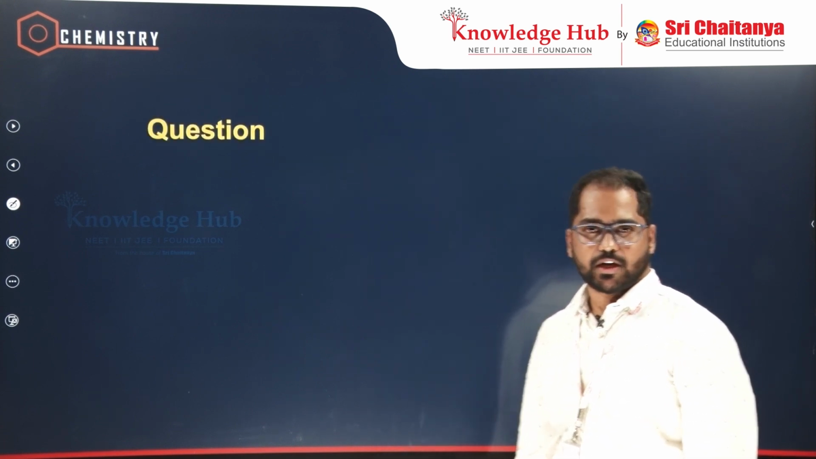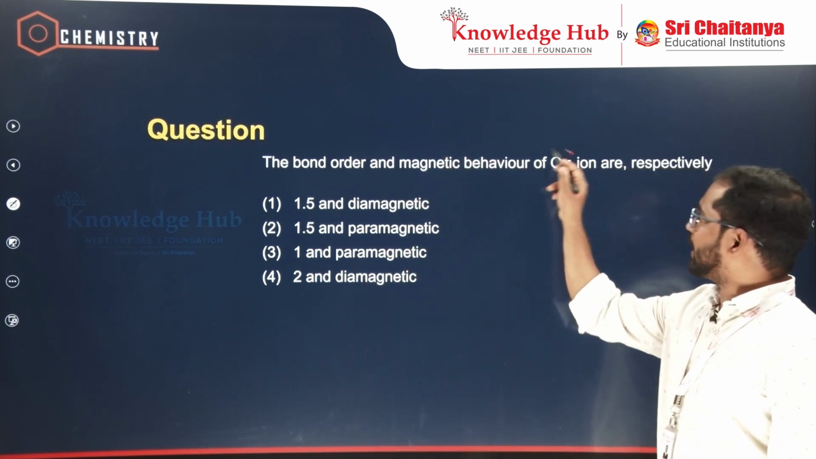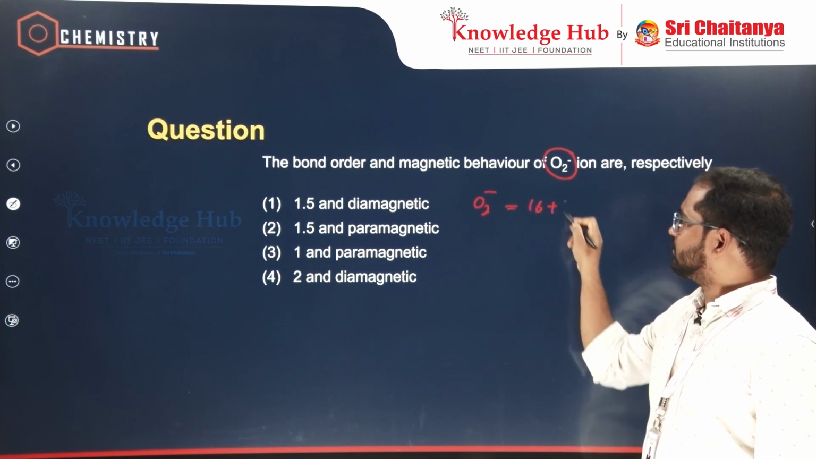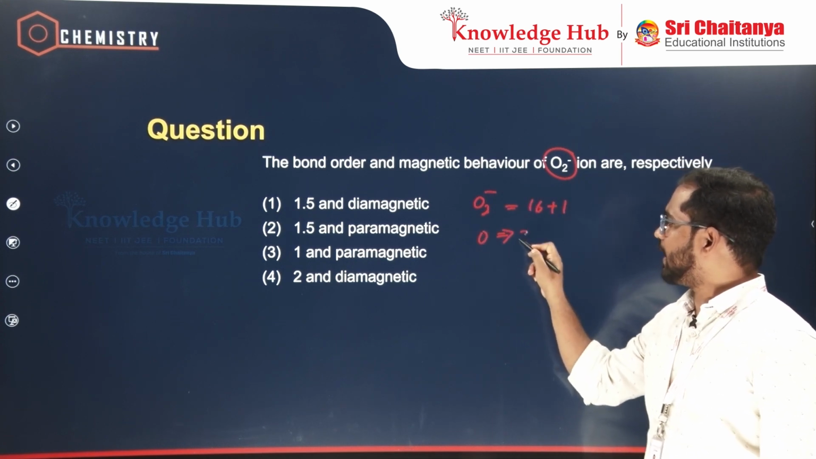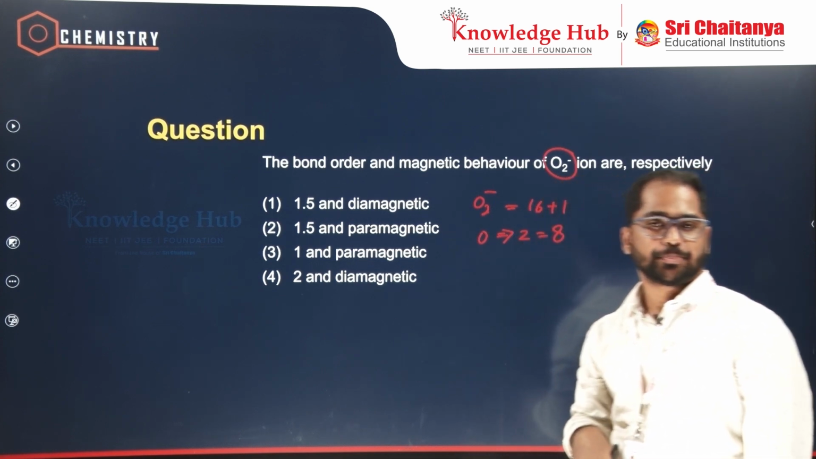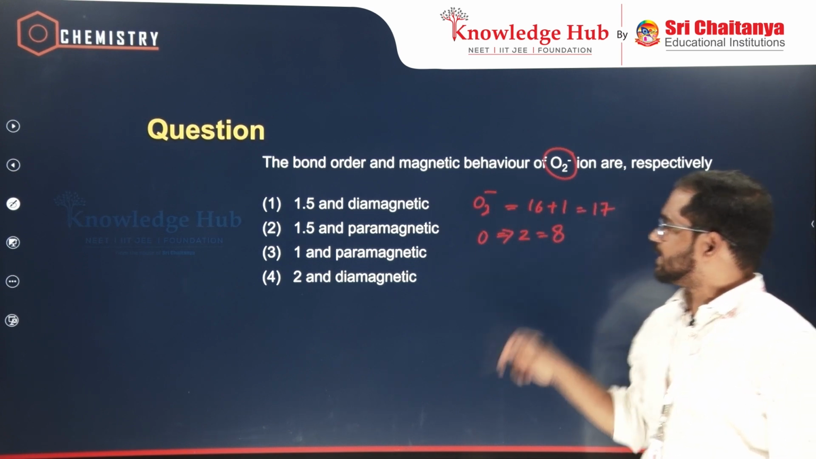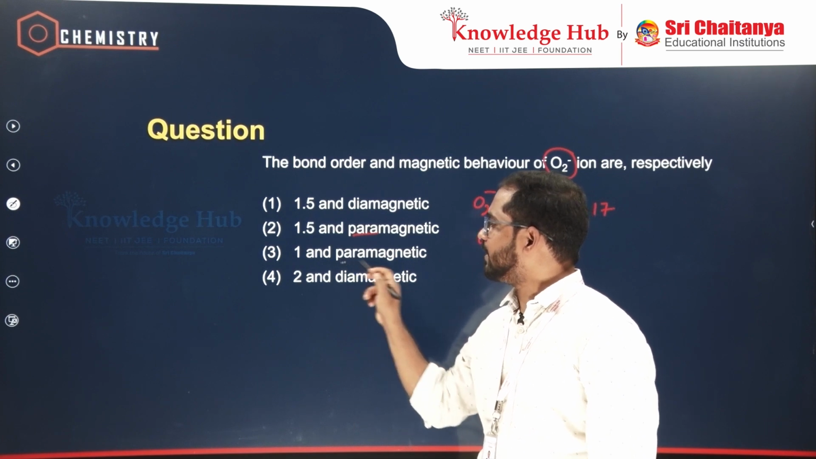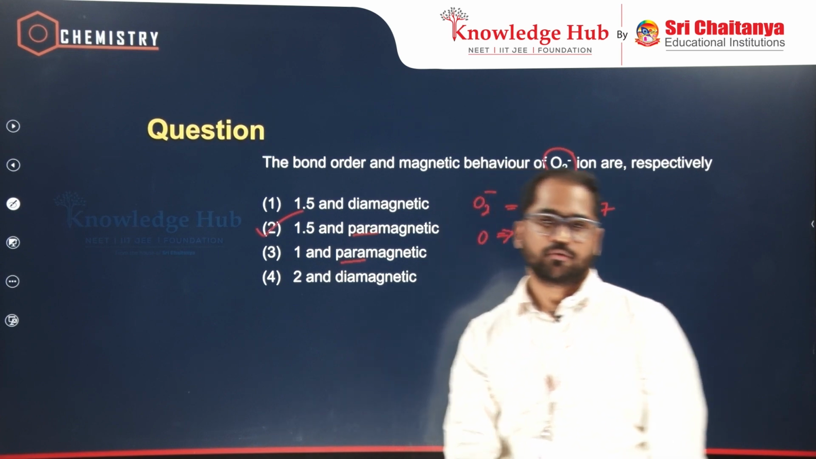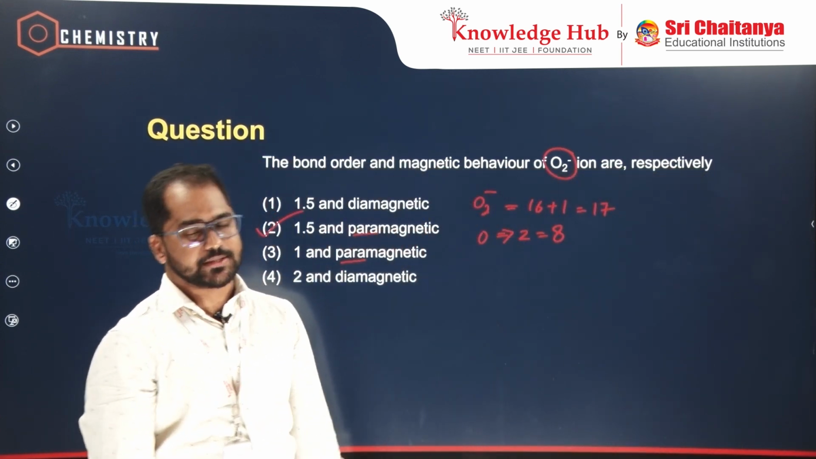Let's see our question now. The bond order of O2 minus and magnetic character. O2 minus has number of electrons 16 plus 1. The reason: oxygen's atomic number, if you see, is 8. There are 2 oxygens, so definitely the total number of electrons is going to be 16. And a minus charge is also present, so total electrons are 17. If 17 is odd, the answer must be between 2 and 1, and for 17 electrons the bond order is going to be 1.5. In this way, we can simply answer bond order based questions if given.